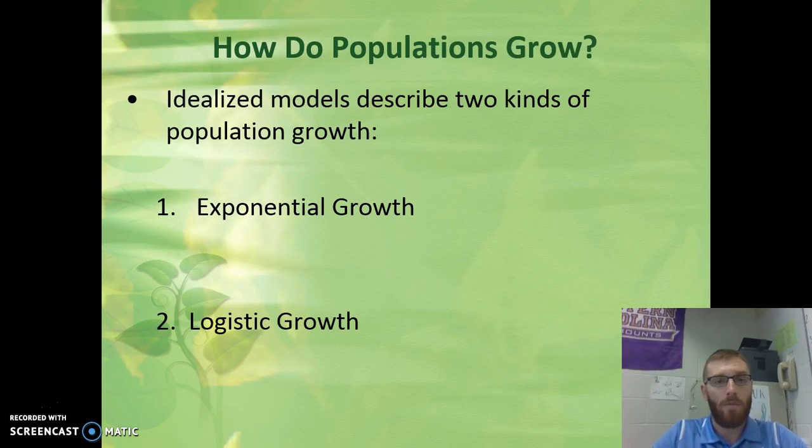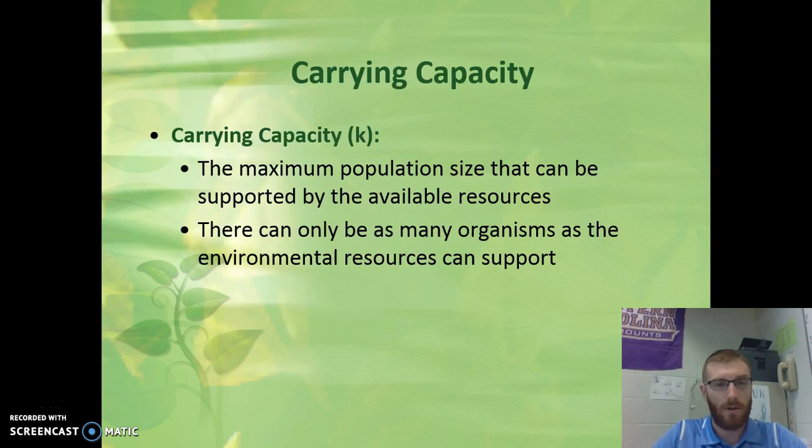And how do we grow? There are idealized models that describe two kinds of population growth. One is exponential growth and one is logistic growth. Carrying capacity is the maximum size that a population can support with all the available resources, and there can only be as many organisms as the environmental resources can support.